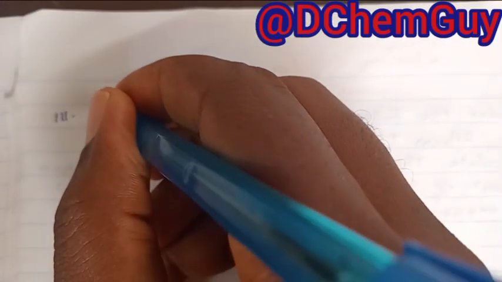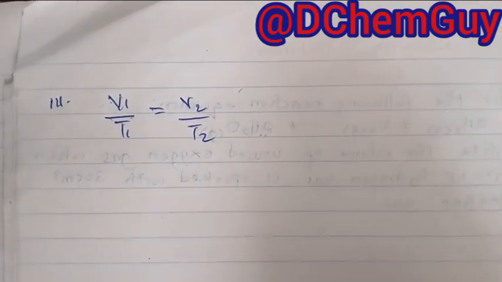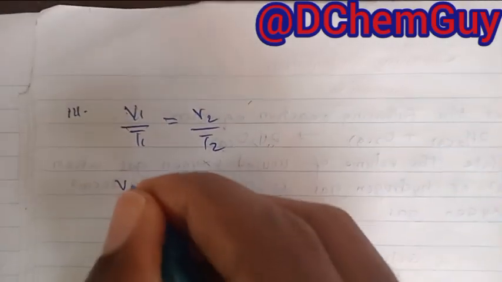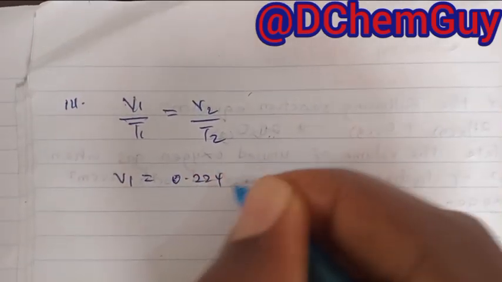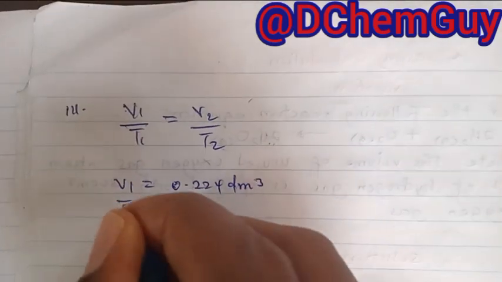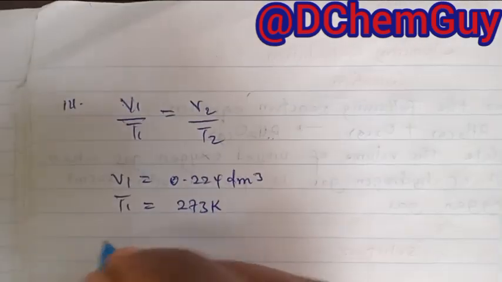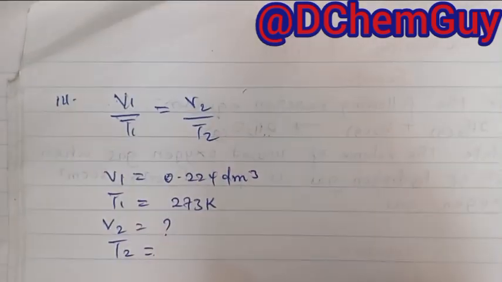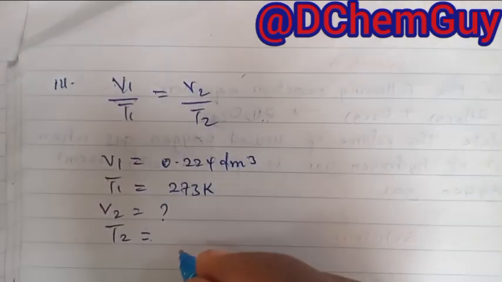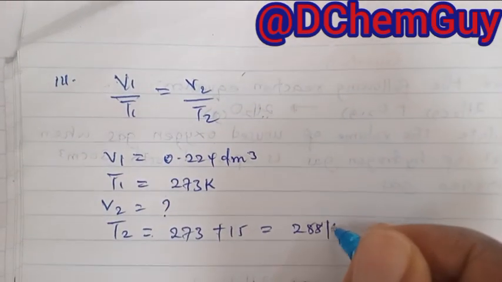Recall that in Charles' law, V1 over T1 equals V2 over T2. That's the formula. Now, what is our V1? Our V1 is what we got earlier on, 0.224 dm cube. What's our T1? That's standard temperature, 273 Kelvin. V2 is what we are looking for. Our T2, we are given 15 degrees Celsius, so we convert that to Kelvin. That will be 273 plus 15, which gives us 288 Kelvin.